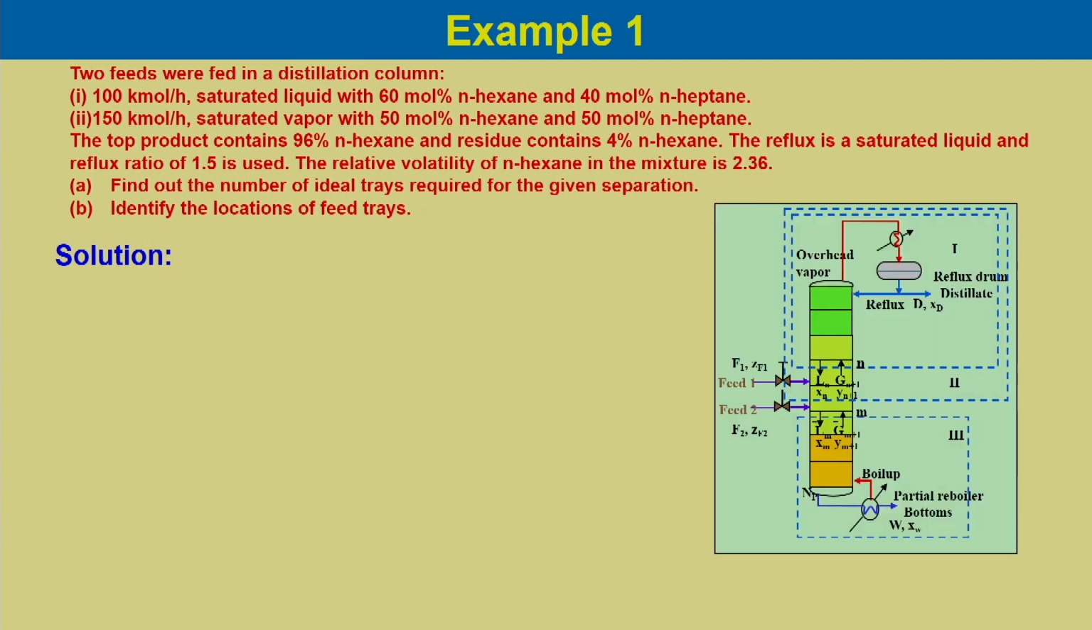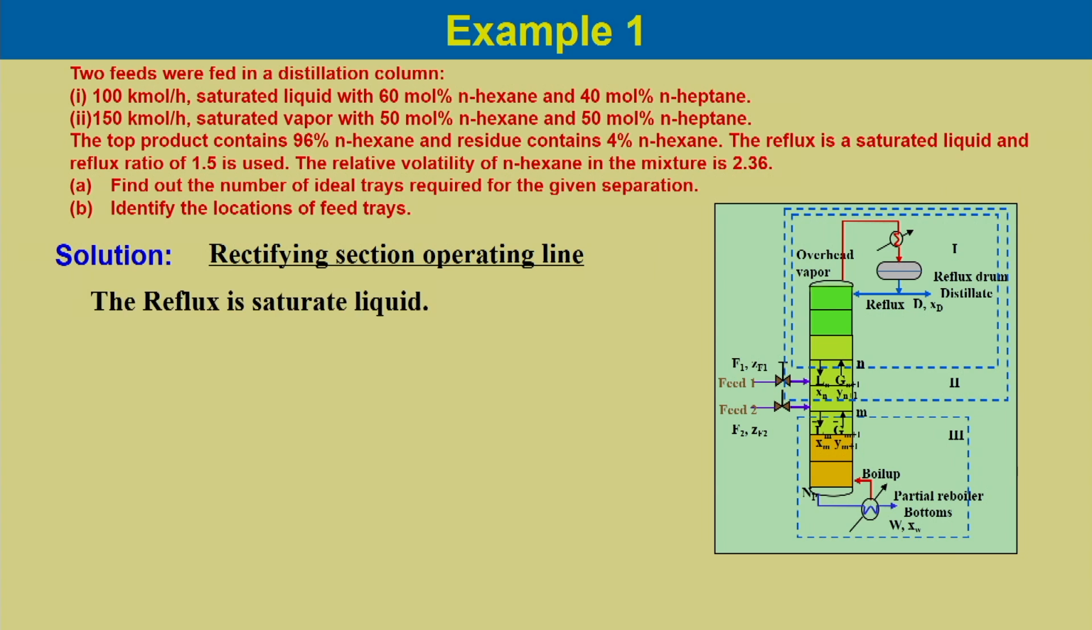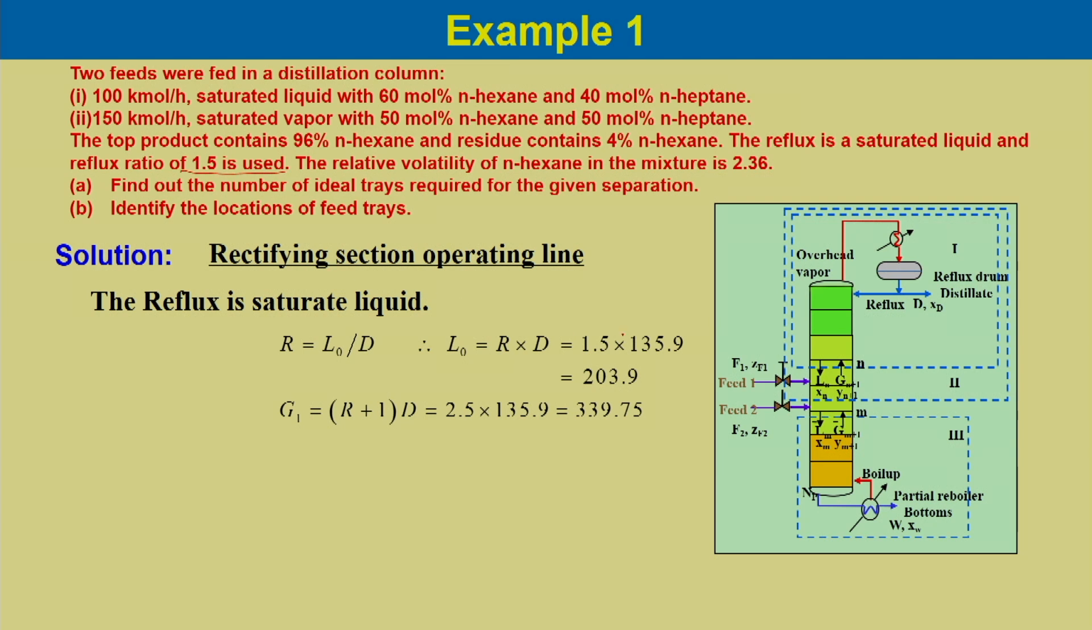Now we can find the rectifying section operating line. The reflux is saturated liquid. So, R would be L naught by D, which means L naught equals R into D. The reflux ratio is 1.5, which is given here. So, putting 1.5 into the distillate 135.9, L naught would be equal to 203.9.